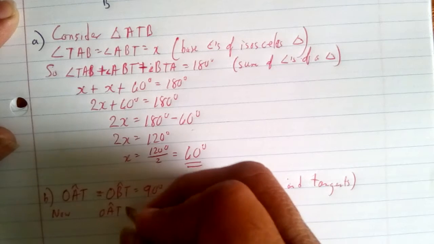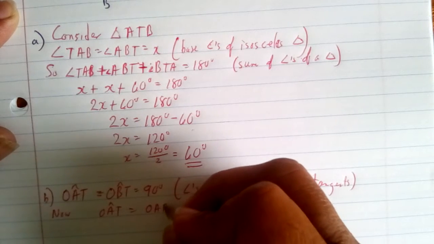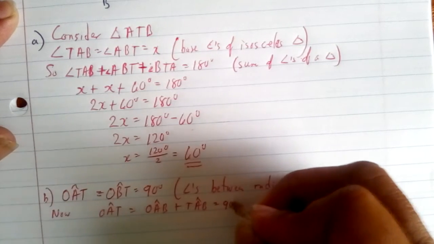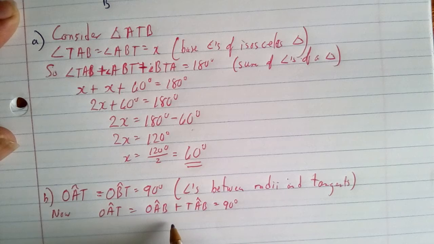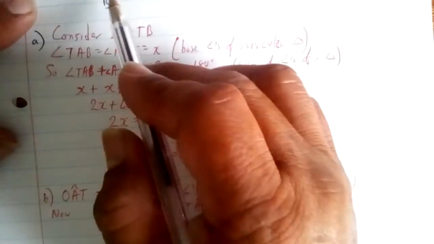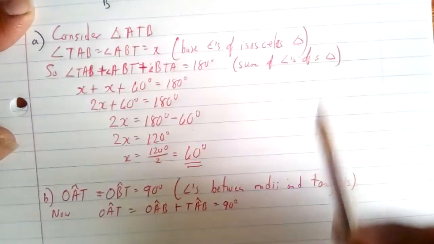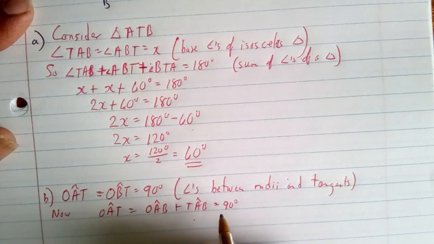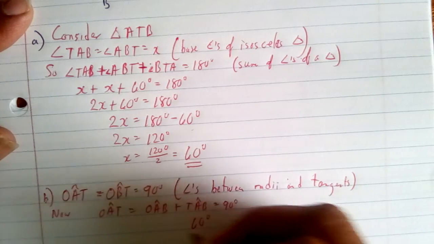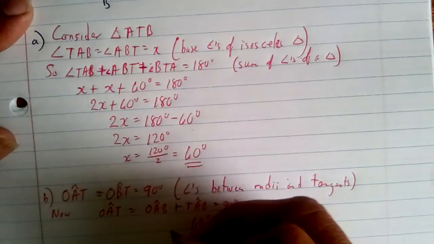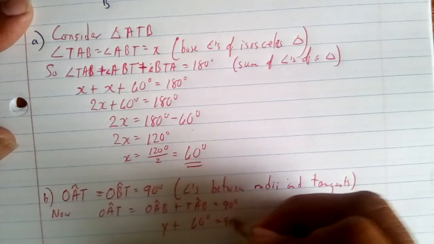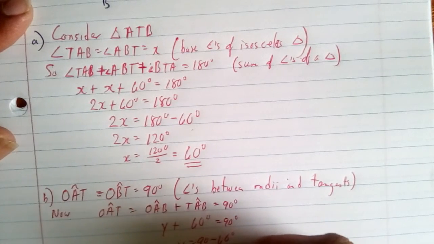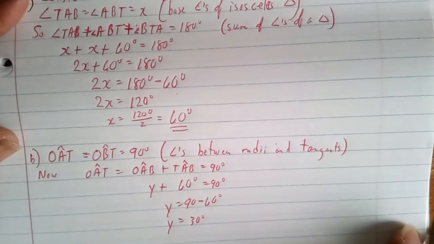Angle OAT is equal to OAB plus TAB, which equals 90 degrees. But we have angle BAT. Alright, so we can substitute for that one there, so we can put our value into our problem. So we get here 60 degrees plus what we want here, which is y, equals 90 degrees. So y equals 90 minus 60 degrees, so y is equal to 30 degrees. So that's what we get for y.